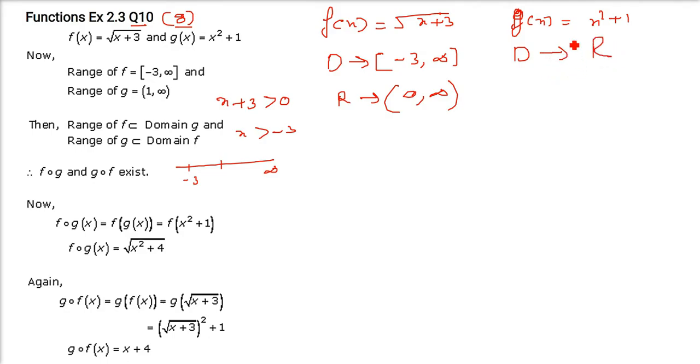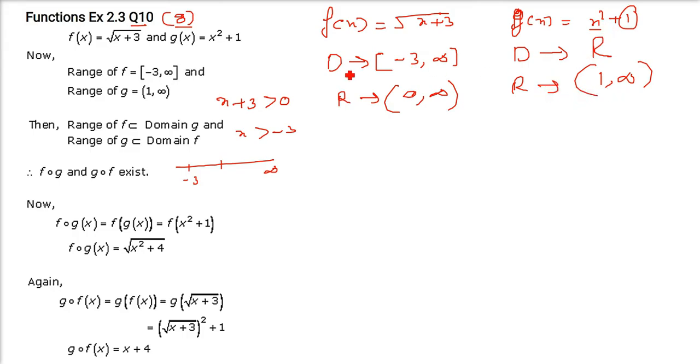And what will be the range? Whenever you put a value, it will always be positive. So it will start with 1. The minimum value will be 1. And then it goes to infinity because x square will be a positive value. So 1 to infinity you will get.